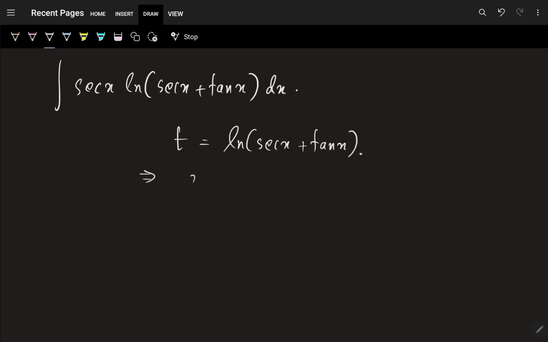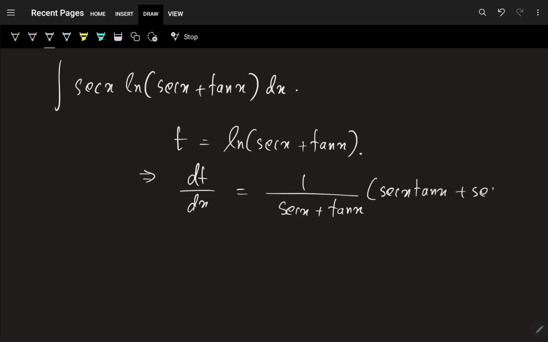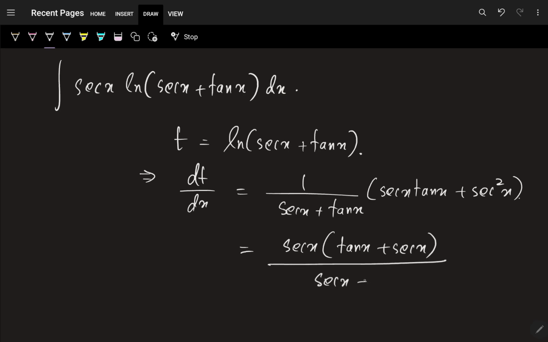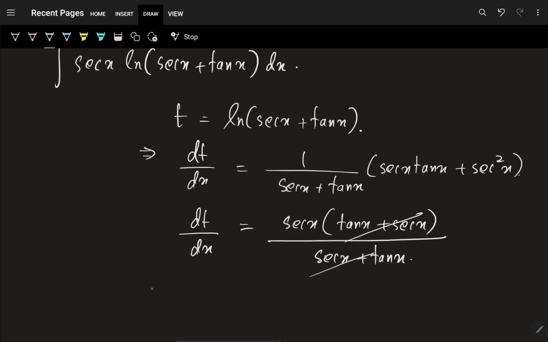Now differentiate both sides. So dt by dx is gonna be 1 upon (sec x plus tan x), and the derivative of sec x plus tan x is sec x tan x plus sec square x. Now if I take sec x common from the top, we are going to have tan x plus sec x, and on the bottom I have sec x plus tan x, and this is dt upon dx. So we just cancel stuff. So dt is going to be basically sec x dx.